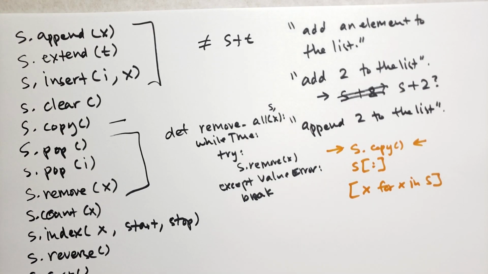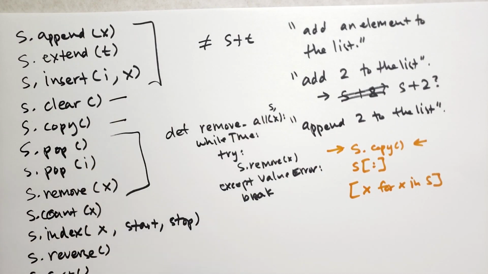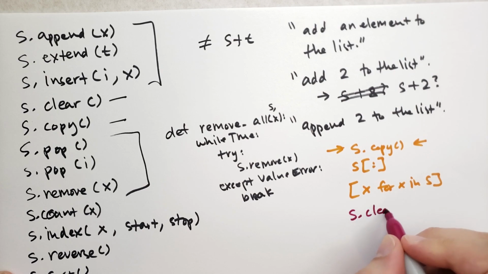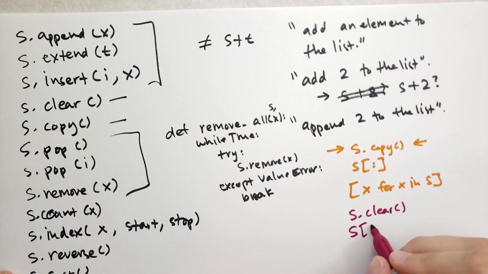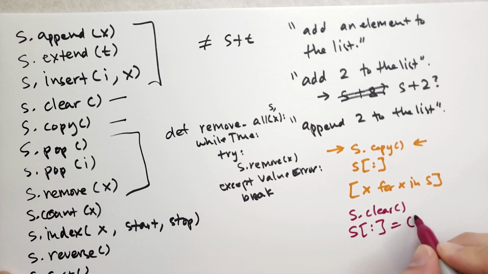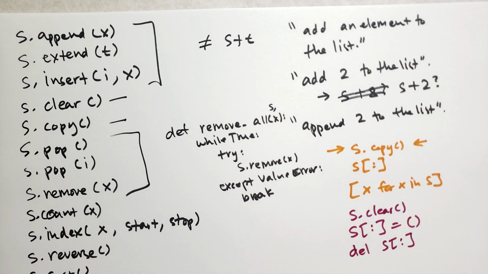You can also clear a list, and there's a couple ways to do this as well. So we could say s.clear(). We could say s equals some empty list or sequence. And then finally, we can say del s with the full slice there. Of all these, of course, I prefer the explicit clear method.